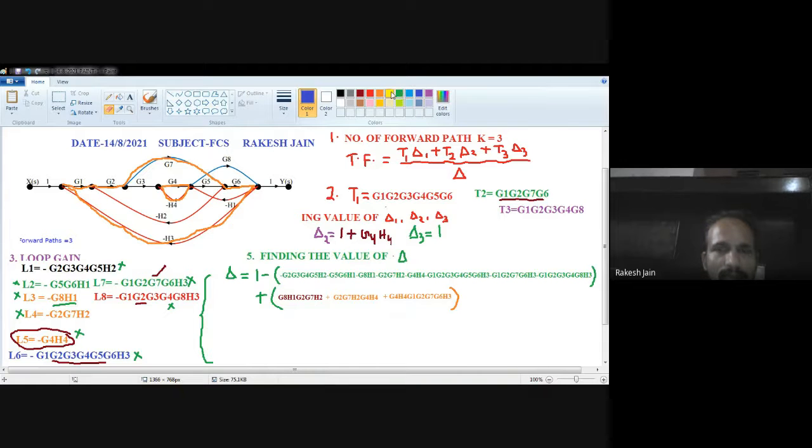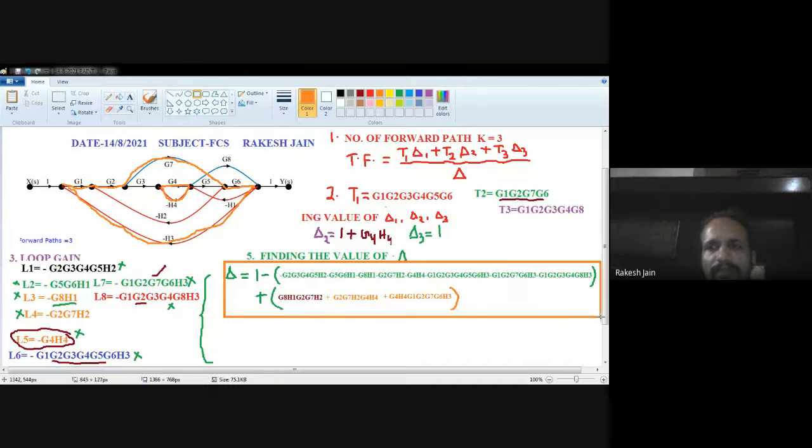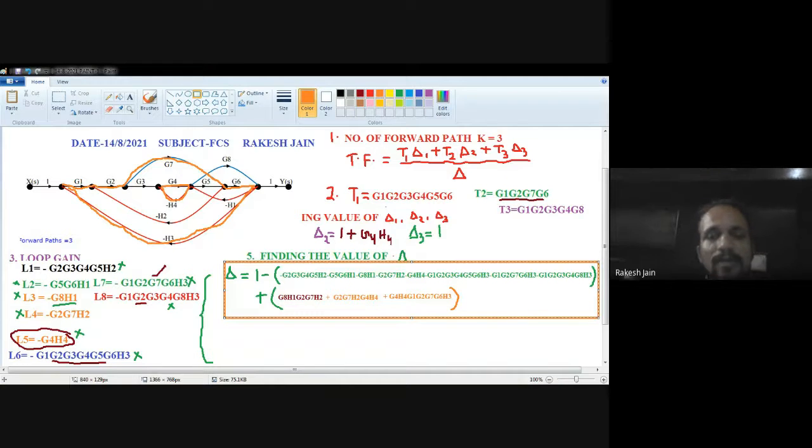Because I took this question from the internet, I know that the direct answer is mentioned in the objective question. That's why there are no three non-touching loops. I directly tell you. Otherwise, you have to see the question again and determine whether there really are three non-touching loops. Okay. So we find out the value of T1, T2, T3. We find out the value of all the loops from L1 to L8. Then we find out the value of del1, del2, del3. And then finally we find out the value of del. So I hope you understand from this.